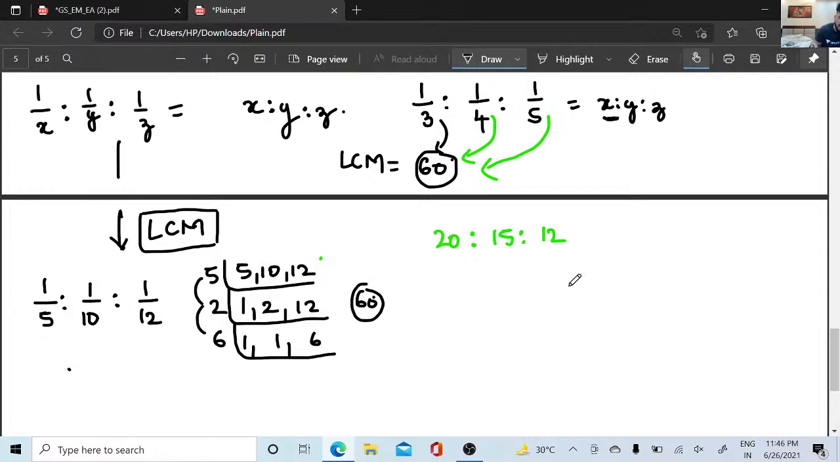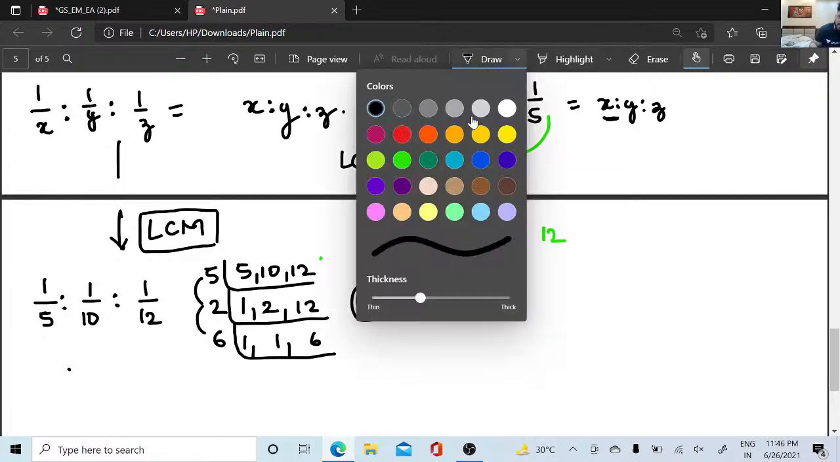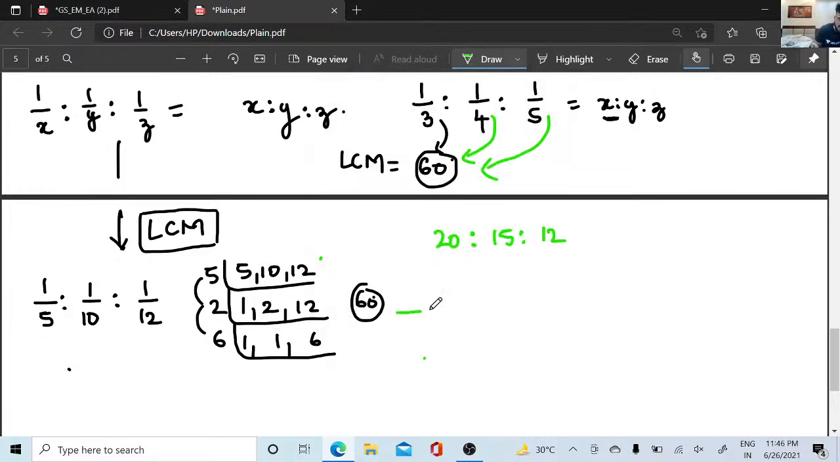So 60 into 1 by 5. What is the answer I am getting? 60 into 1 by 5, 12. 60 into 1 by 10, 6. 60 into 1 by 12, 5. 12 is to 6 is to 5 will be the answer we will be getting.